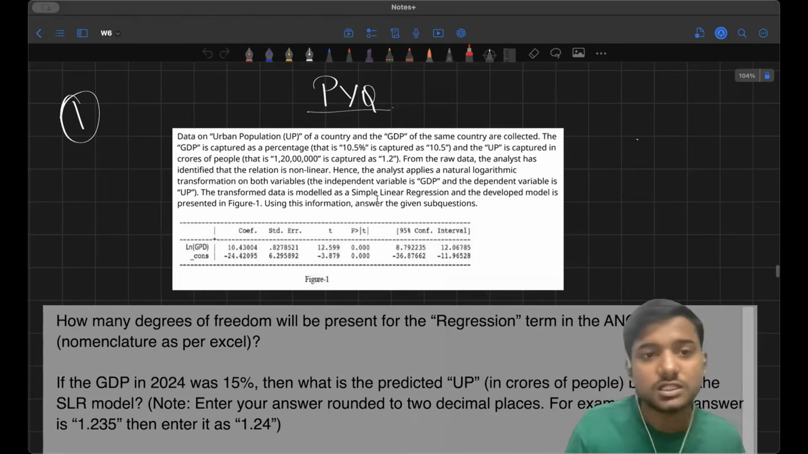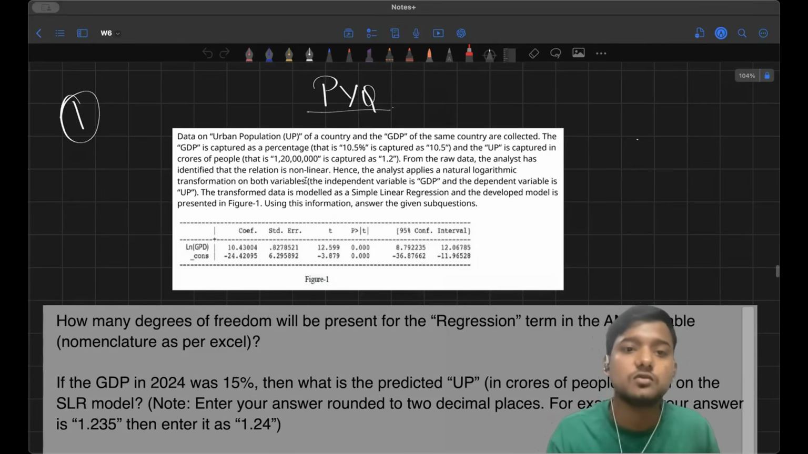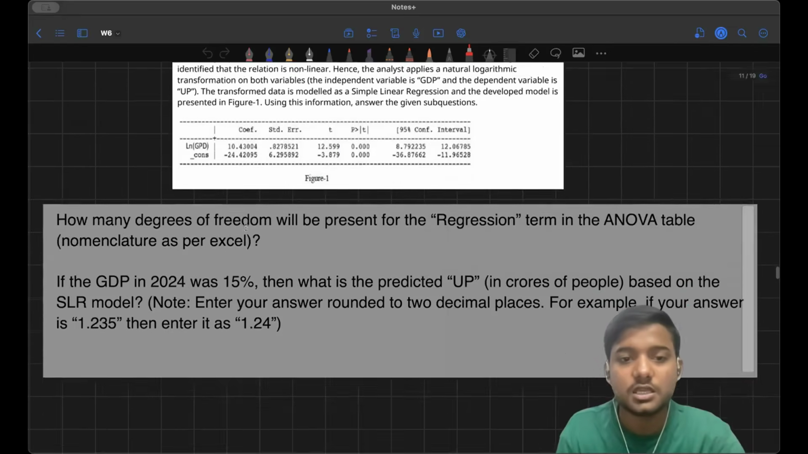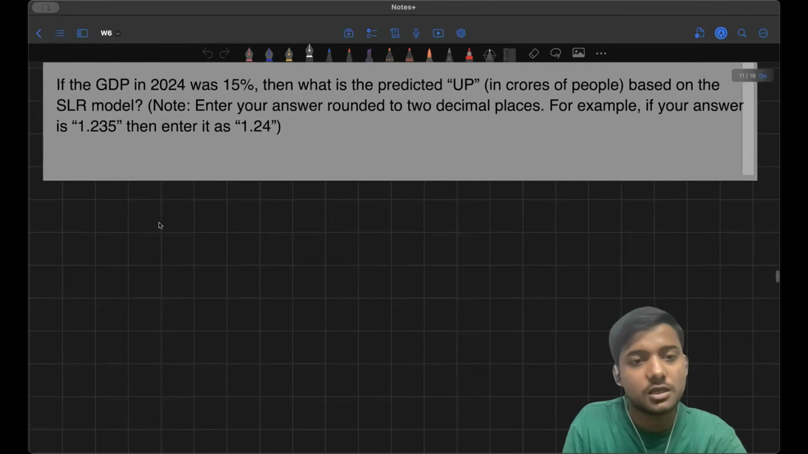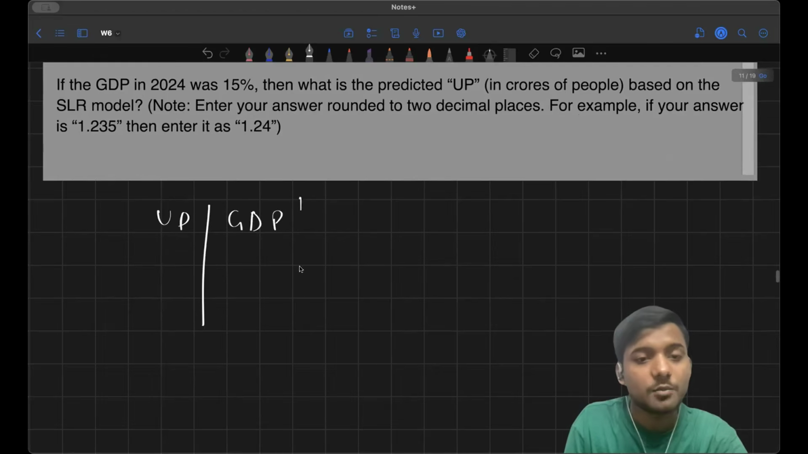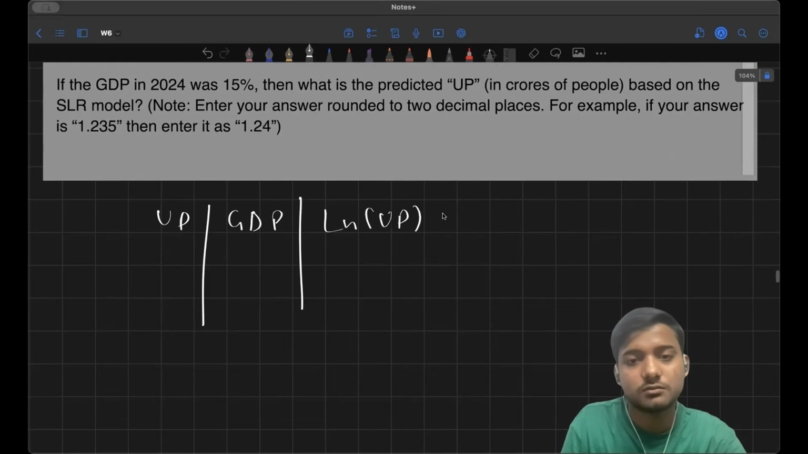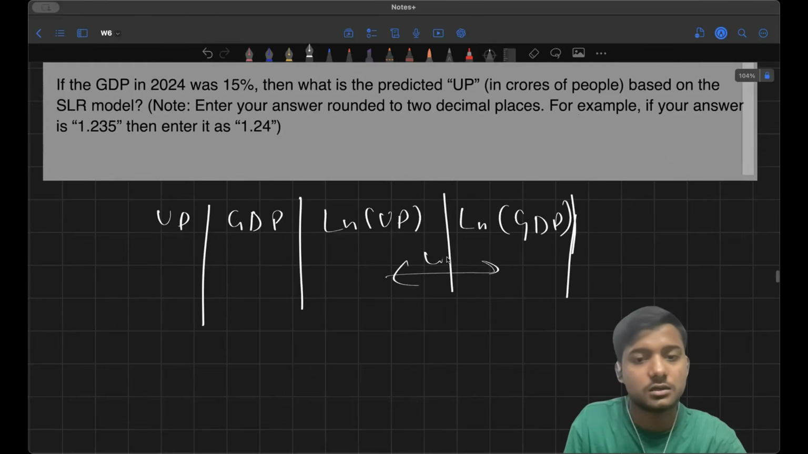So now you see this thing. They are saying we have access to GDP and we have also access to urban population. So maybe I can give you this highlight. Your original data would look something like this. I have urban population and then I have GDP. But this relationship was not linear. So therefore, we applied ln urban population, ln GDP. So this is what we have. Now, these two are linear. So now we can apply linear regression on this.